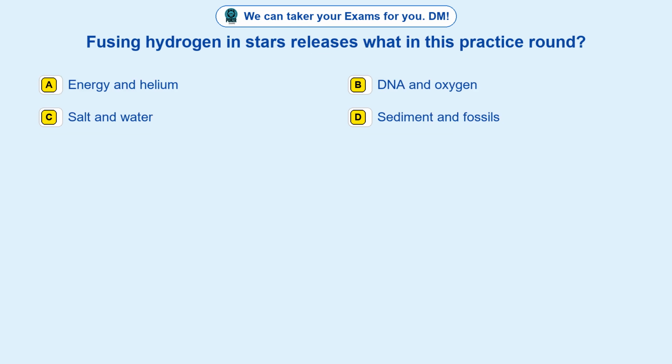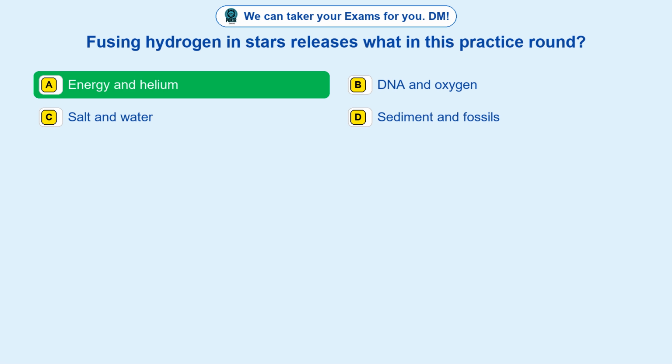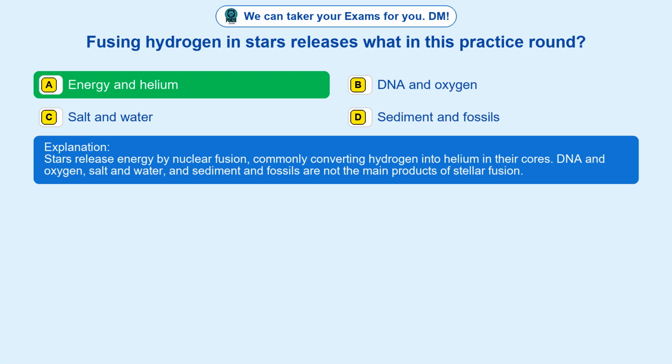Question 93. Fusing hydrogen in stars releases what in this practice round? Option A, energy and helium. Option B, DNA and oxygen. Option C, salt and water. Option D, sediment and fossils. The correct answer is option A. Energy and helium. Stars release energy by nuclear fusion, commonly converting hydrogen into helium in their cores. DNA and oxygen, salt and water, and sediment and fossils are not the main products of stellar fusion.